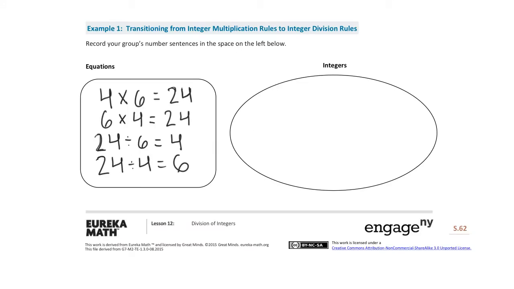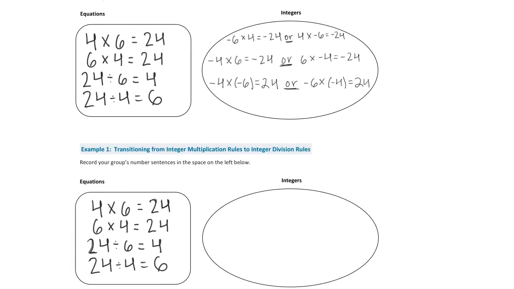Now let's move down to example 1. Please pause the video to record our equations and our equation square. Now in example 1, we are transitioning from integer multiplication rules to integer division rules. So let's look at our first equation that we have above in our integer circle here. We use negative 4 times negative 6 equals 24. Let's go ahead and put that in our equation square below.